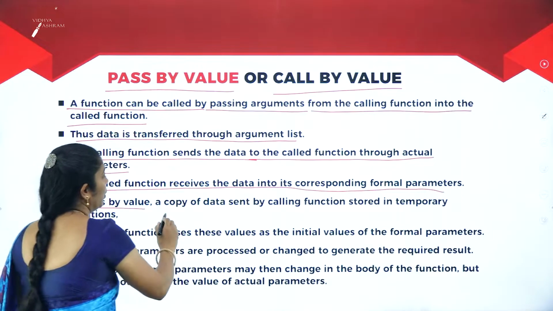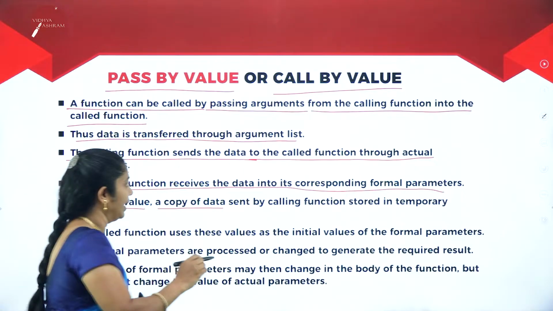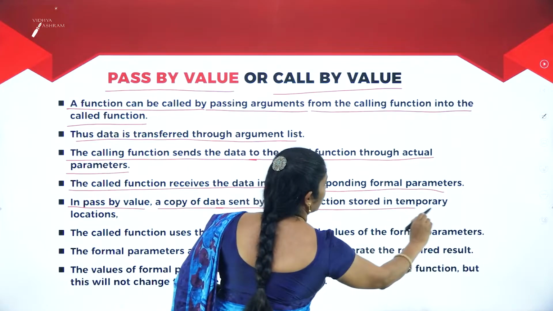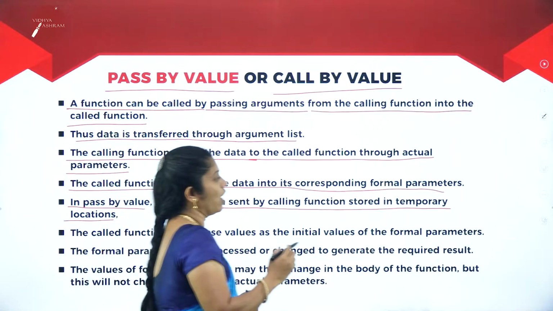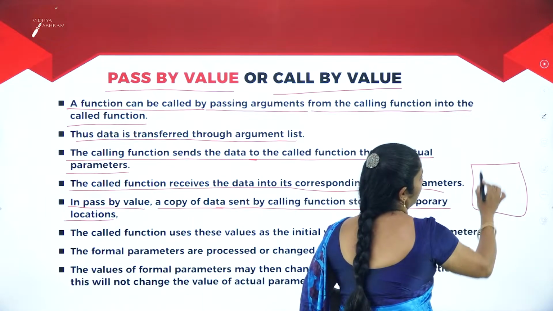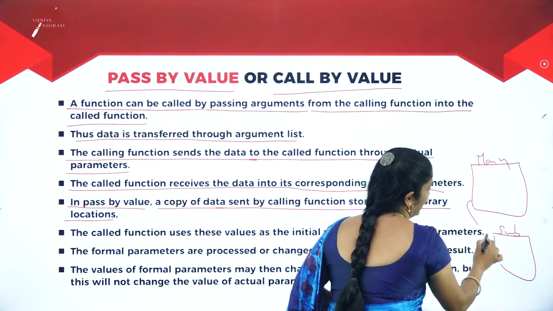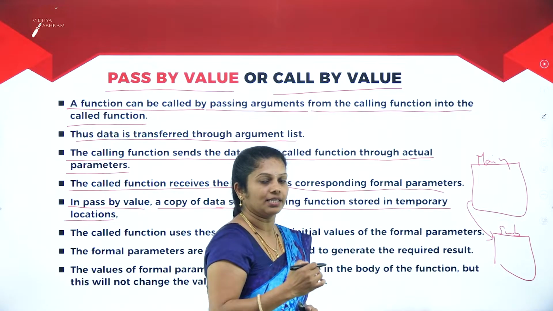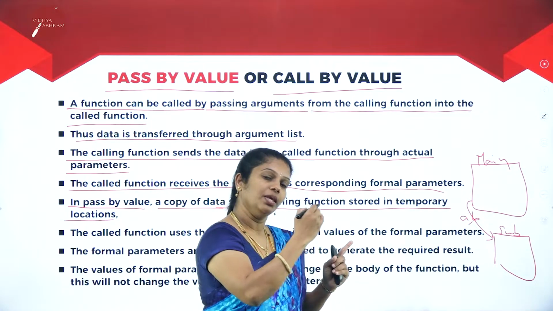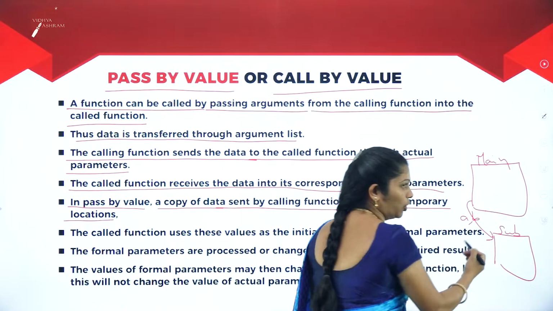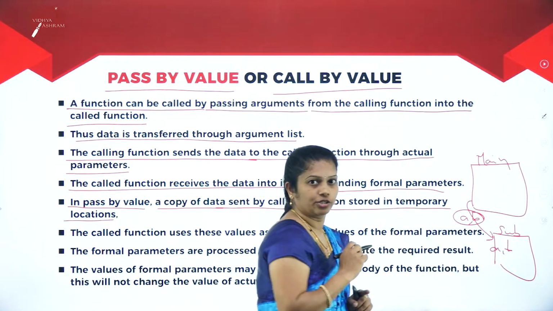In pass by value, a copy of the data sent by the calling function is stored in a temporary location. Consider here we have one main program and one more is the subprogram. Here the main program will send the data. But what exactly will the subprogram do? Whatever data here, for example, A and B is the value which I'm going to pass from the main program to the subprogram. Whereas the subprogram, what it will do is take a copy of this A and B value and then work on that.